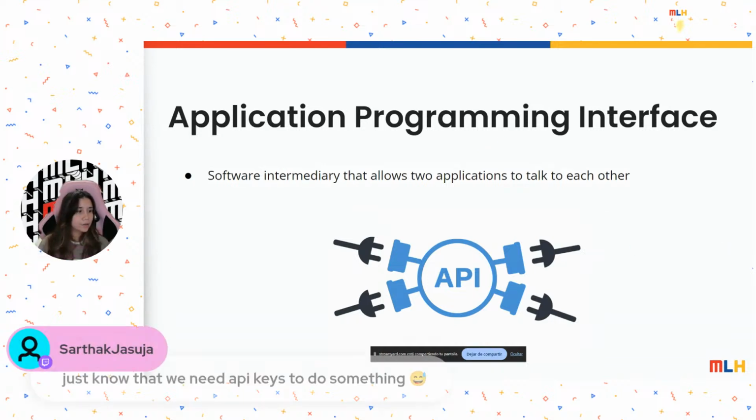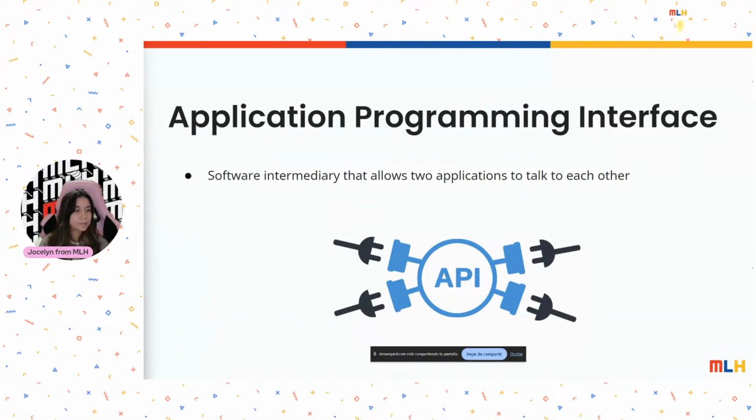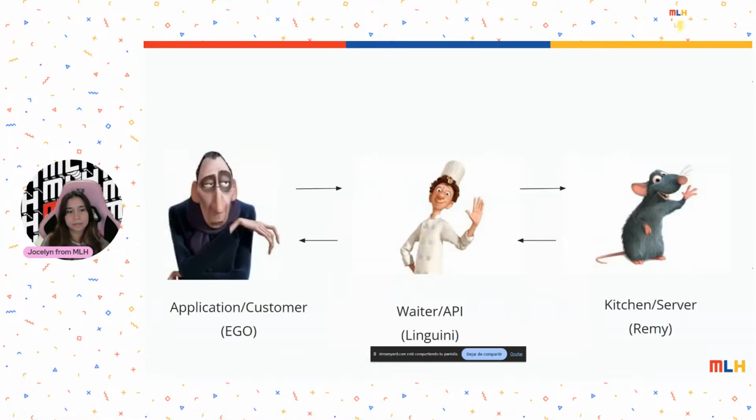Great. So we are seeing some comments. Just know that we need API keys to do something. No, you will not be needing any API keys today, so don't worry about that. An API is a place which helps you call some code. That is partially correct. Yes, it will help us connect different places of code. But yeah, that's correct.